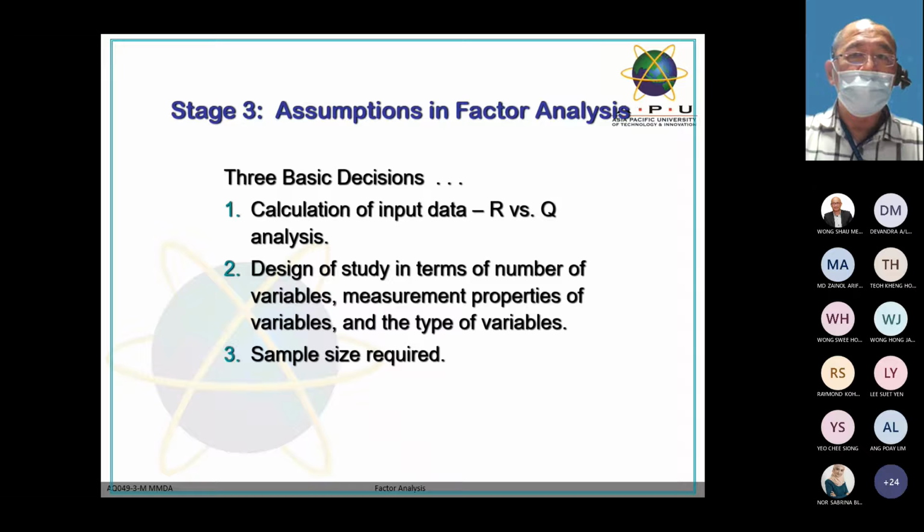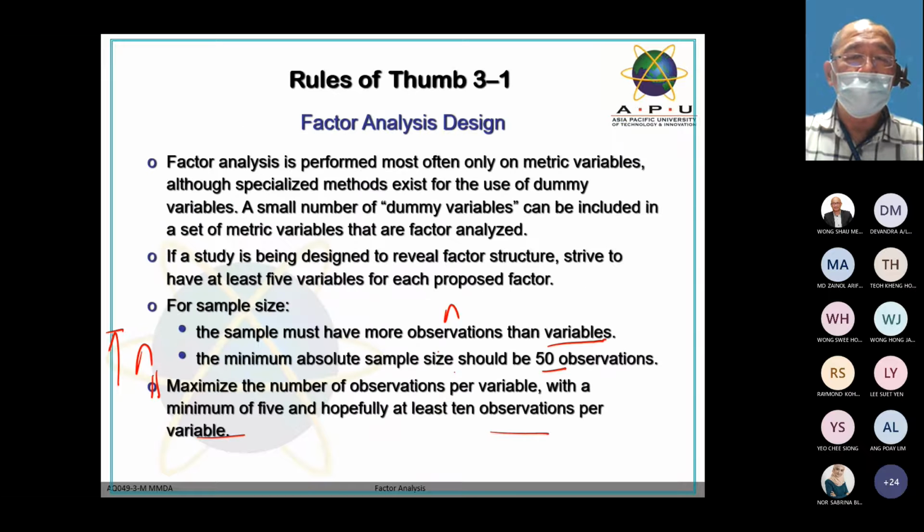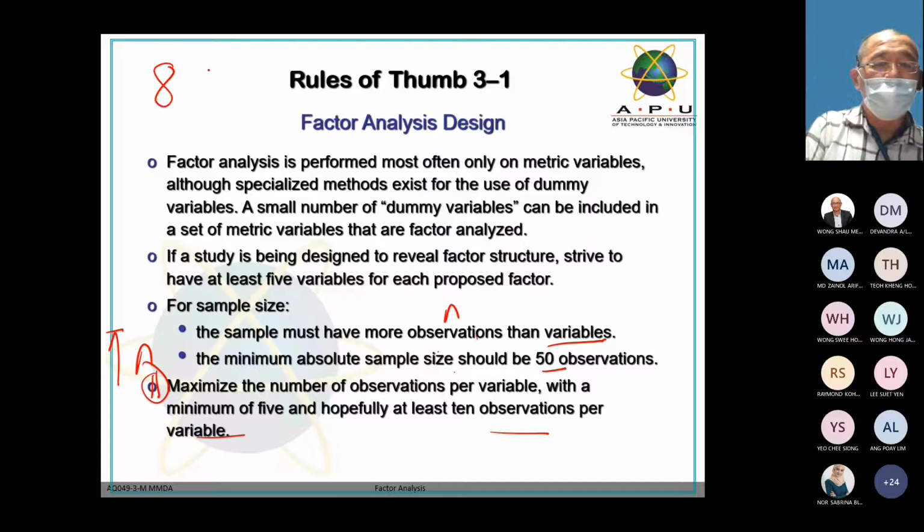Sir, for the previous slide, I just want to understand a little bit on this minimum. You're talking about at least 5 variables for each proposed factor. So in our assignment, if I'm not mistaken, we are talking about 8 variables, right? So are we saying that we will be only talking about probably one factor, like 1 point something?